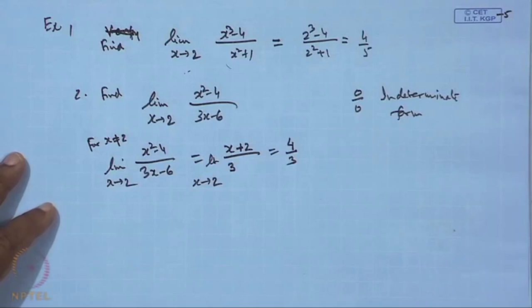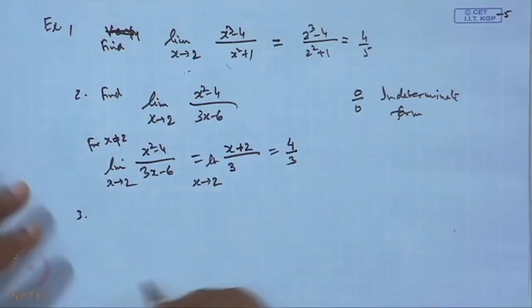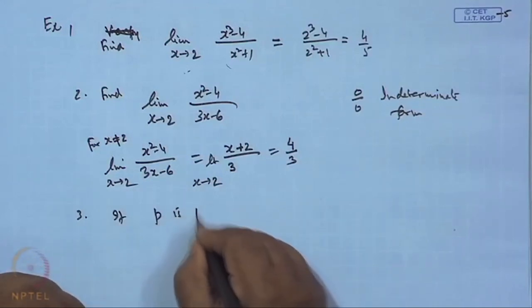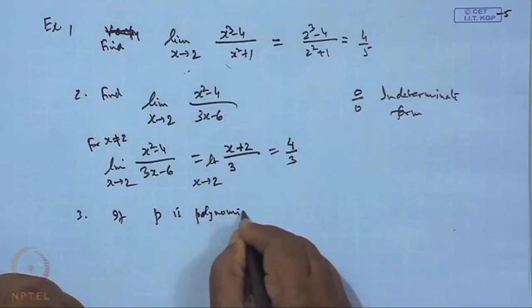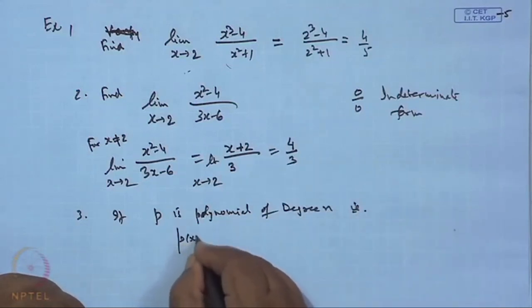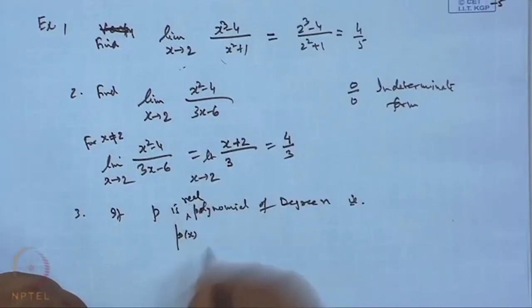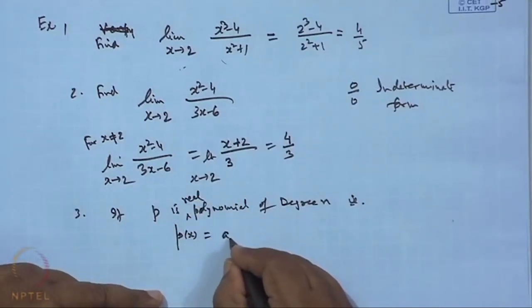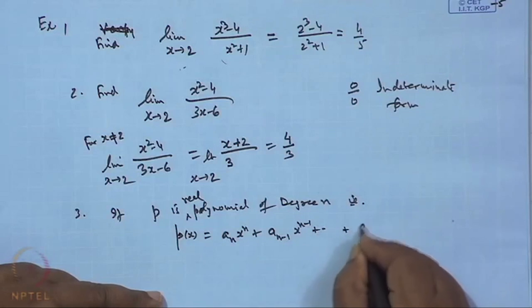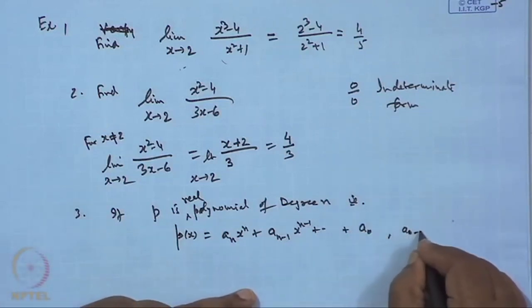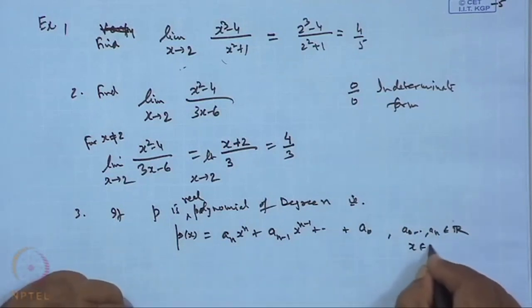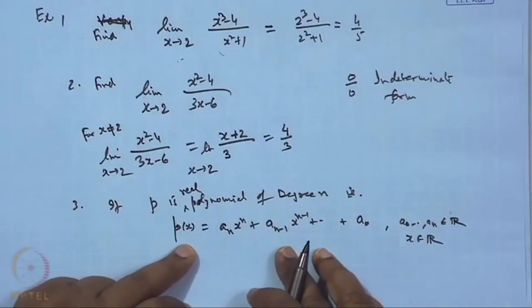Now, third is, suppose P is a polynomial of degree n, that is, P(x) is of the form of a real polynomial of degree n. So, it is of the form a_n x to the power n plus a_(n minus 1) x to the power n minus 1 plus, and so on, plus a_0, where a_0, a_1, a_2, up to a_n are all real numbers. Okay, x belongs to R. So, P(x) is a polynomial of degree n.